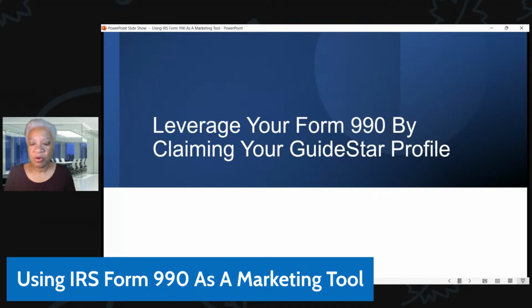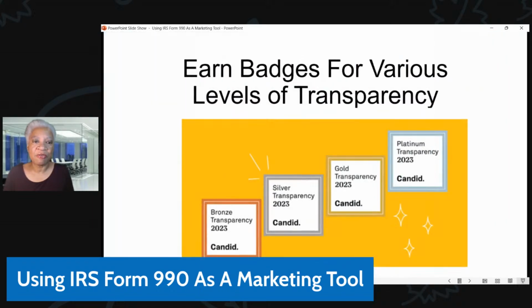All right, so you can leverage your Form 990 by claiming your GuideStar profile. If you have not completed a GuideStar profile, you can go on to GuideStar and type in your organization's name or EIN. They will have a GuideStar profile for you if you have completed the long form. And then if you haven't claimed it, you go through the process of claiming it, and then you can update it yourself.